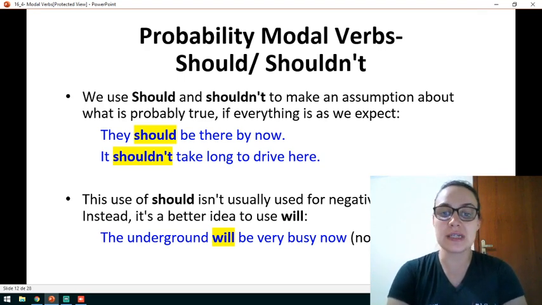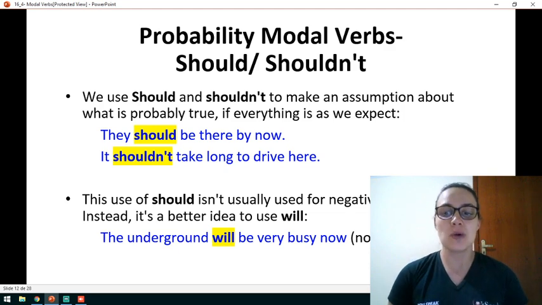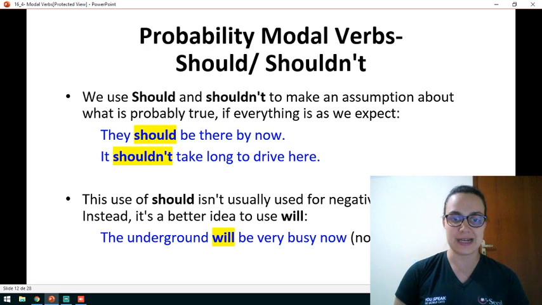This use of should isn't usually used in negative events. Instead, it's a better idea to use will. For example, the underground will be very busy right now. We don't say the underground should be very busy right now.